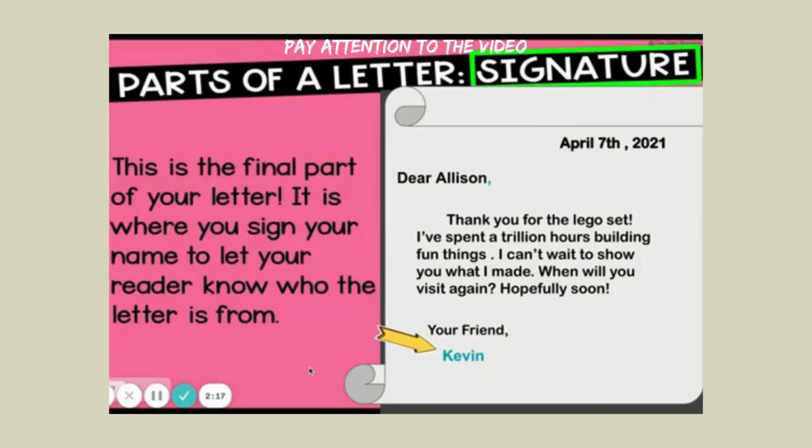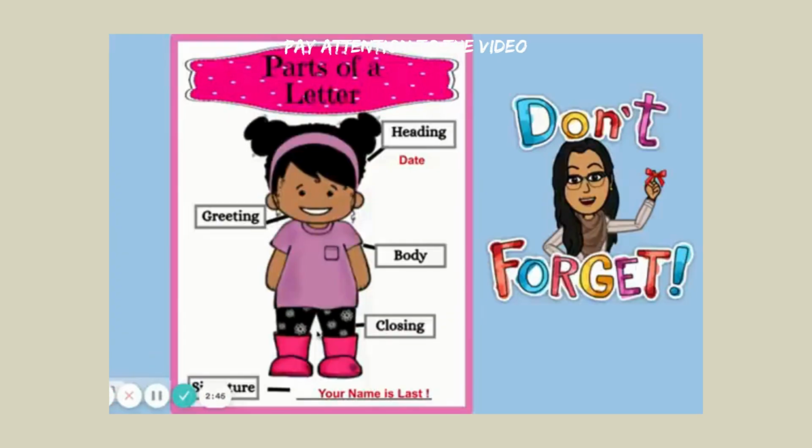And at the very end of your letter, you add your signature. This is the final part of your letter. It is where you sign your name to let your reader know who the letter is from. So you write your name in print. If you know how to write script like many grown-ups do, you can add that as well. And this is the end of a letter. Date, greeting, body, and your ending and the signature.